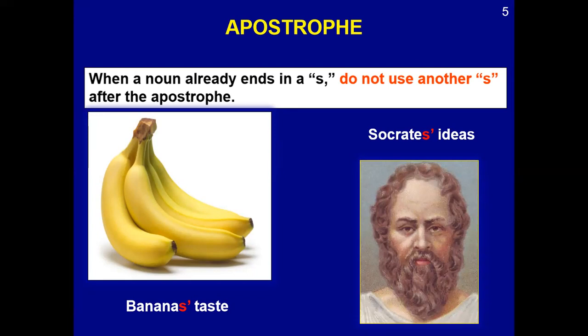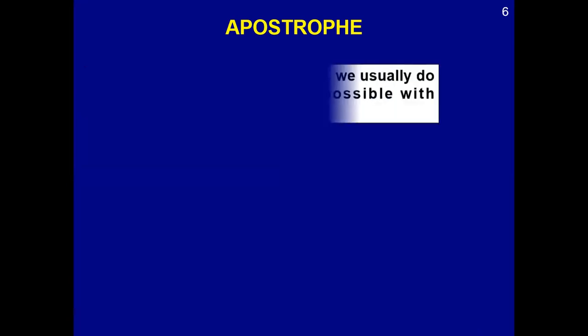Then Socrates. The S is part of this person's name. The full-fledged name is Socrates, and it ends with S. So after it, you have to simply add an apostrophe rather than apostrophe S. That's why it is Socrates' ideas. So again, when a noun already ends in S, do not use another S after the apostrophe. Here are two examples in front of you, because these two words end with S. So after them, we have simply used an apostrophe rather than apostrophe S.